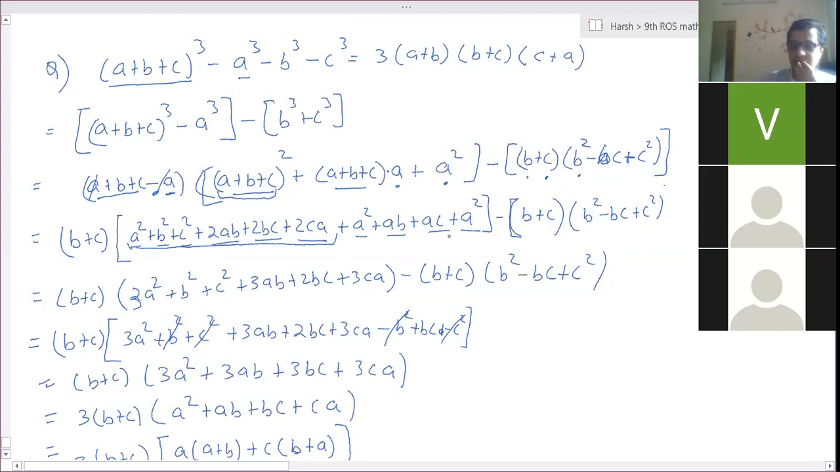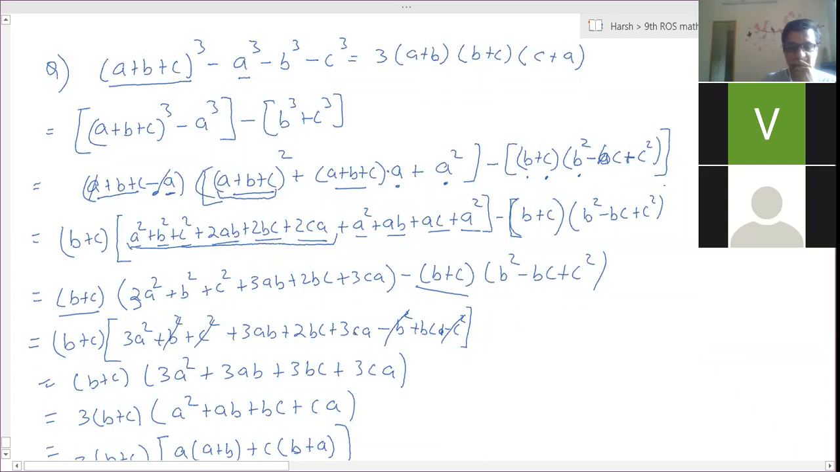I'm confused in the second step after this, sir. One more step is there after the next step. No, this one. Yes, sir. Okay, so she has taken b plus c common. Yes, I got that. So what is left out? 3a square plus b square plus c square plus 3ab plus 2bc. Yes, sir. Got it, sir. Thank you, sir.